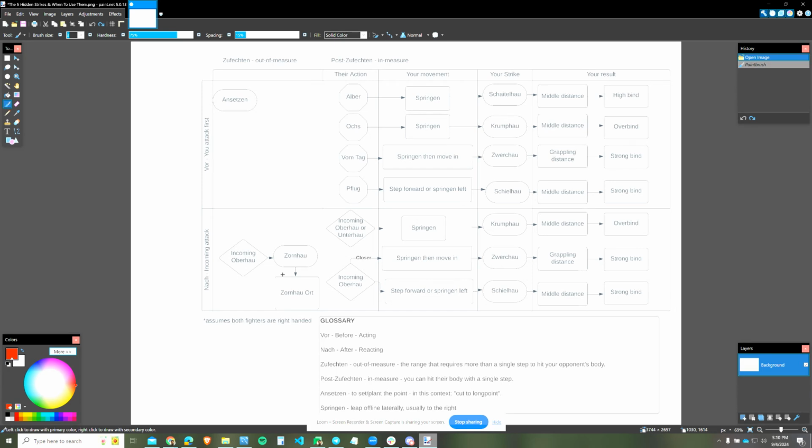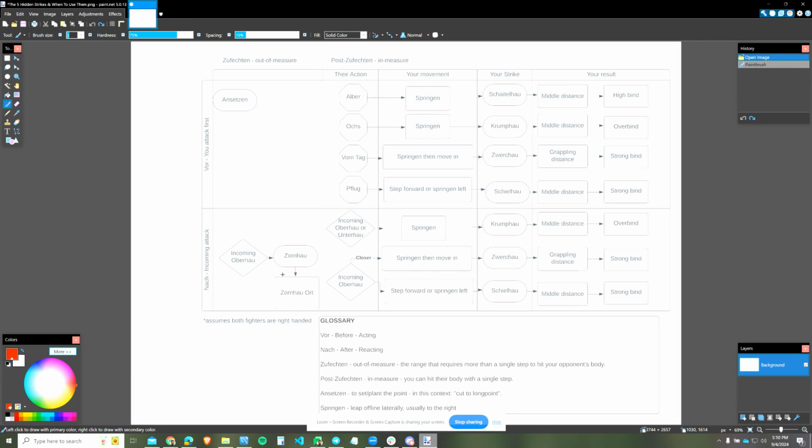You're approaching them. If you approach them and you're out of measure and you want to attack first out of measure, Liechtenauer tells us cut to long point and threaten the point with your sword. That's pretty straightforward. However, once you cross that line of being in measure and you're one step away from being able to hit them, you have choices.